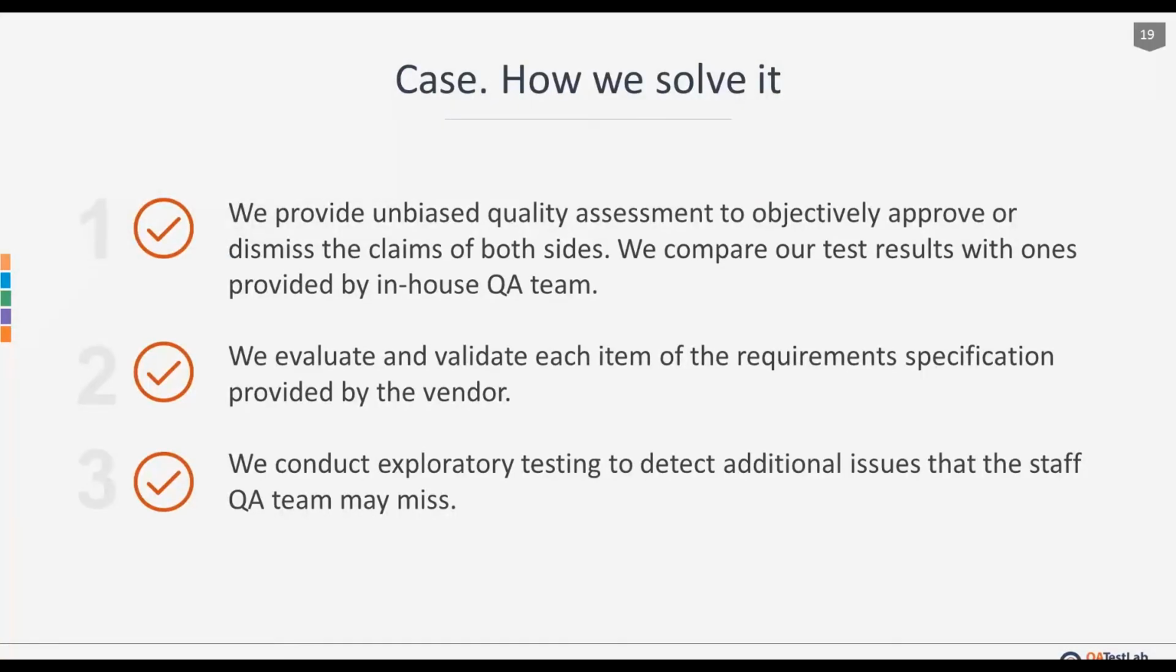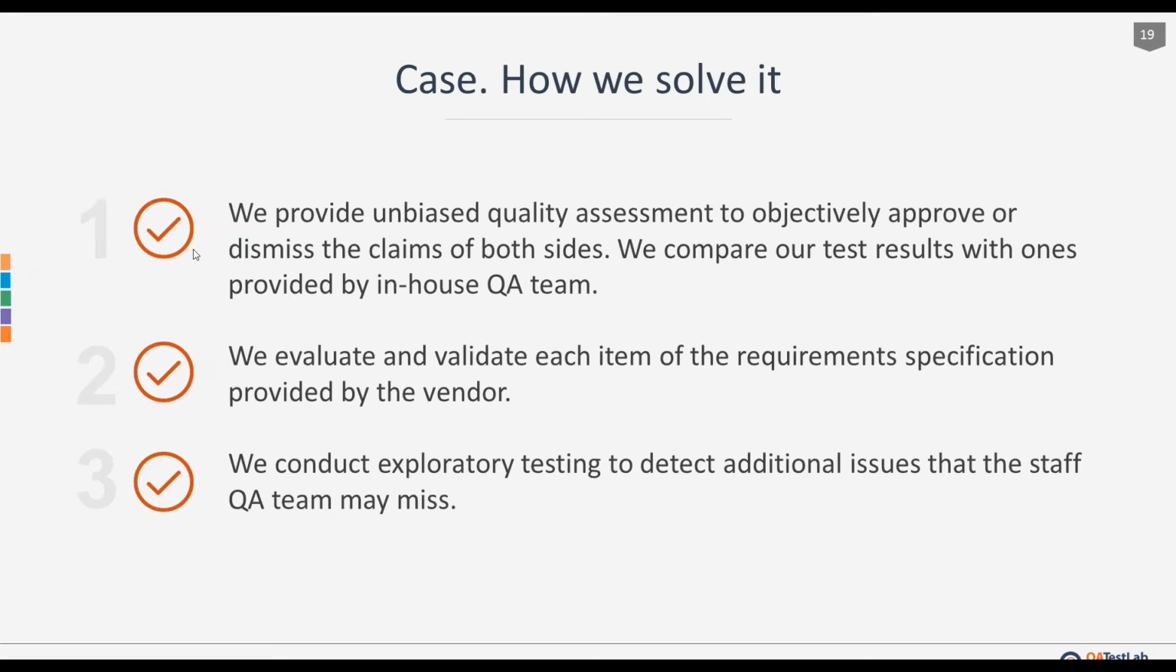So how did we solve that problem? We did 3 steps. The first step was that we provided an unbiased quality assessment to objectively approve or dismiss the claims of both sides. We compared our test results with the ones provided by the in-house QA team. In addition, I'd like to say that the customer had its own in-house team, so part of the results were from them, but we had to recheck them. We evaluated and validated each item of the requirements specification provided by the vendor. It's also important. Then we conducted exploratory testing to detect additional issues that the staff QA team may have missed.